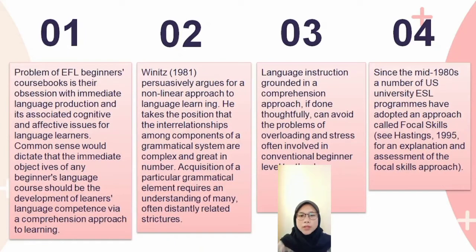Since the mid-1980s, a number of US university ESL programs have adopted an approach called Vocal Skill. According to Hastings, for an explanation and assessment of the Vocal Skill approach, the basic principle is that learners are exposed to comprehensible input with no production requirements until they are ready to go to a reading program. So oral production is brought in gradually and is not forced.